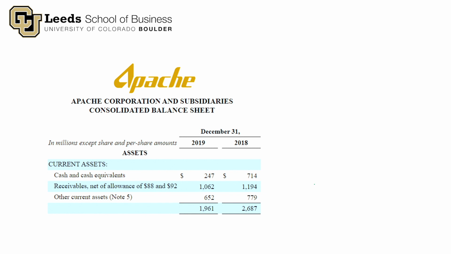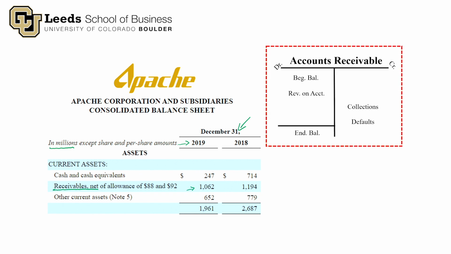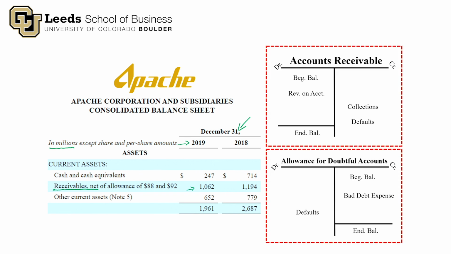And you can see that as of December 31st, 2019, they had net accounts receivable of 1062, and this is in millions, okay? So this is receivables net, and it's net of the allowance for doubtful accounts. So let me show you the two T accounts that we're going to recreate for this company. They are accounts receivable, gross, and the allowance for doubtful accounts. And what you're seeing on the balance sheet, this 1062, is the netting of both of these accounts. And so we're going to have to separate these two accounts to recreate the T account.